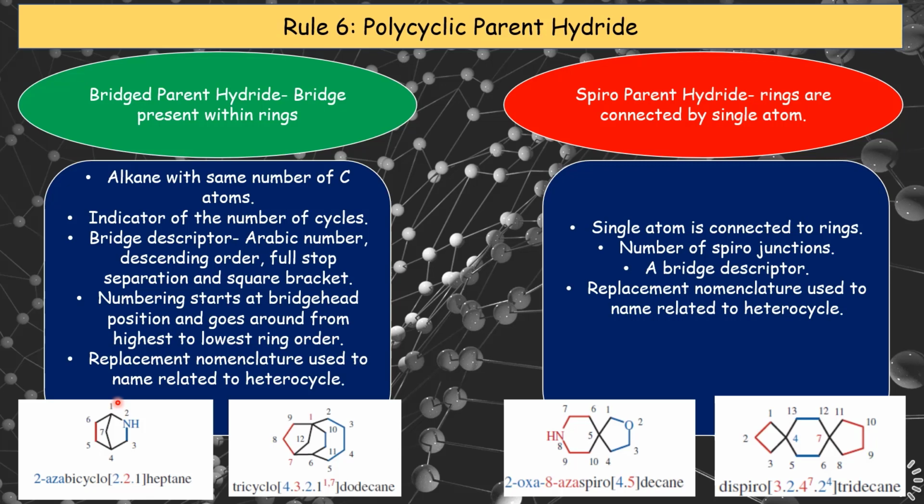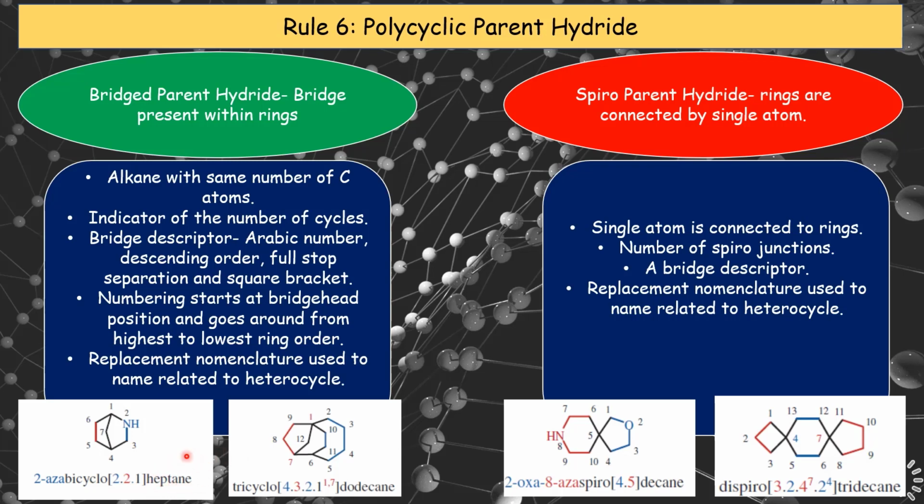So let's take one example to elaborate this. You can see that here is one system. First of all, you have to check how many carbon atoms are present in this ring. So 7 carbon atoms are present. In the absence of any unsaturation, the suffix will be ane. So it is a heptane.